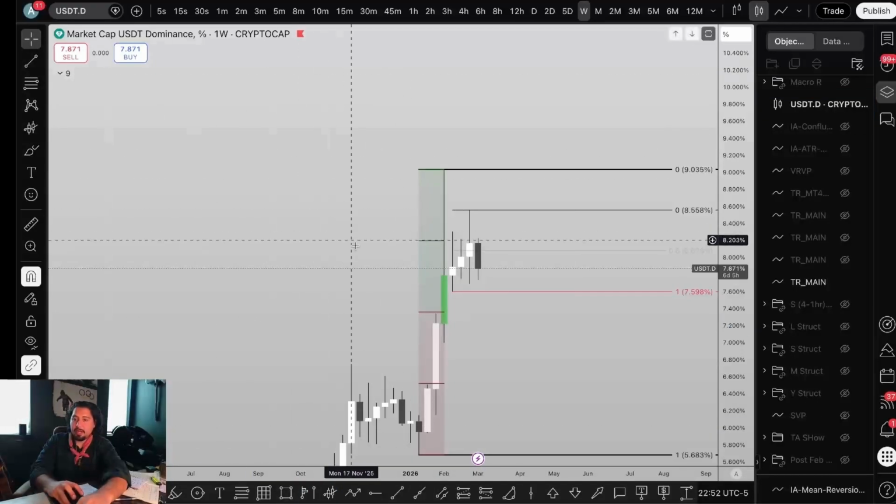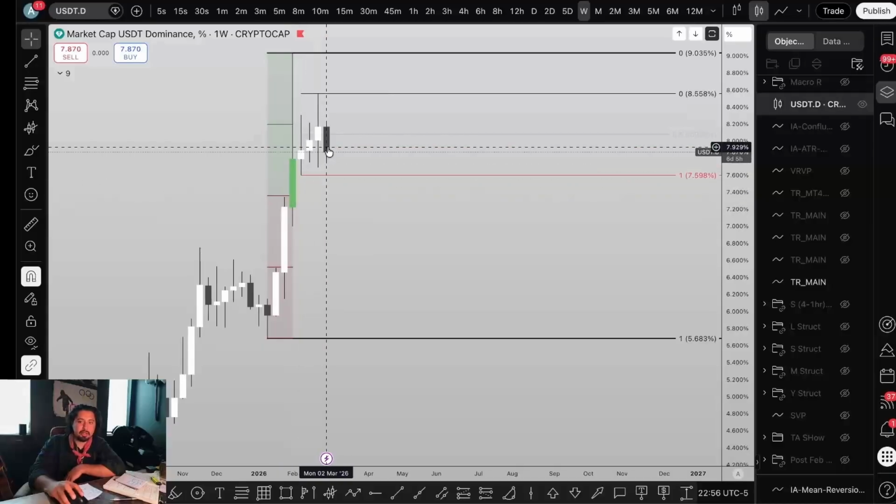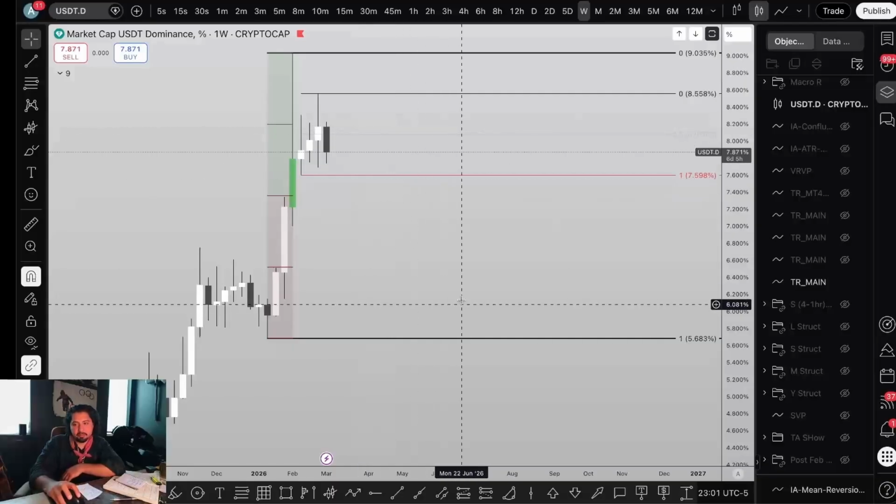So how I look for points of interest is fairly simple. Vector recovery: you see we have one here, so I can anticipate a sweep down, then one more bounce up, and then go lower.